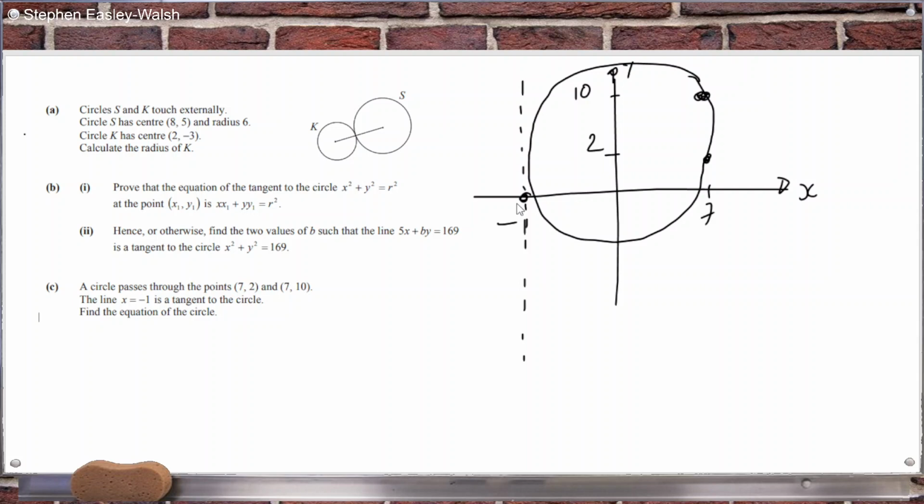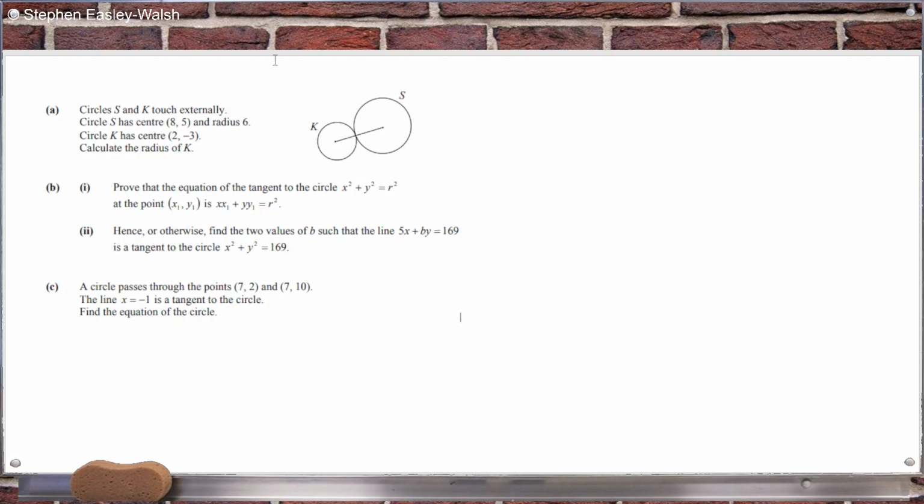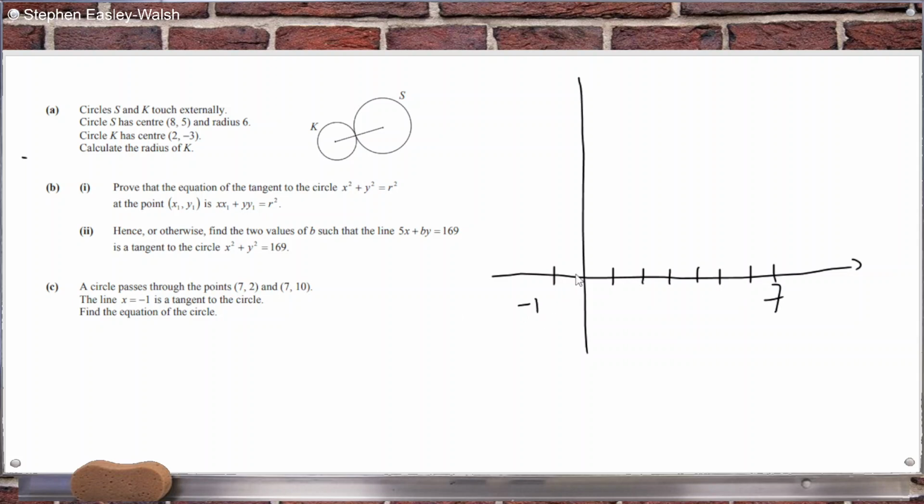This one is a bit tough now. Let me draw it again, a bit more accurately, to give me a little help. So there's the y-axis, there's the x-axis, there's 1, 2, 3, 4, 5, 6, 7. And then 1, 2, 3, 4, 5, 6, 7, 8, 9, 10. (7, 2) would be here, and (7, 10) would be up here.